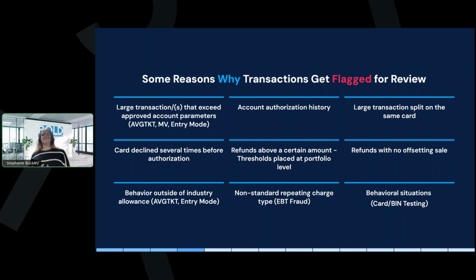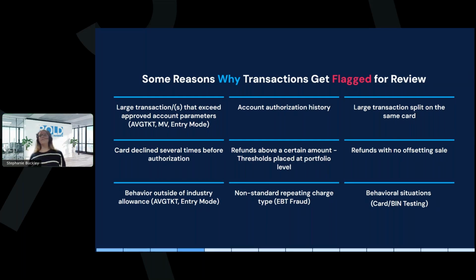Other reasons are going to be even entry mode. So if it's an account that was not approved for any keyed transactions, and then they key, especially a large transaction, that has a much higher risk for chargebacks, and a much higher risk for losing the chargeback. And therefore, you're going to see that financial loss come through, and the processor is going to want to do everything that they can to protect the merchant and themselves in this process.